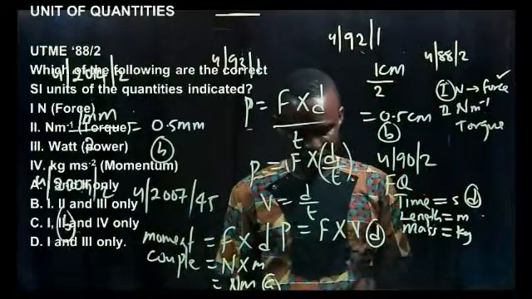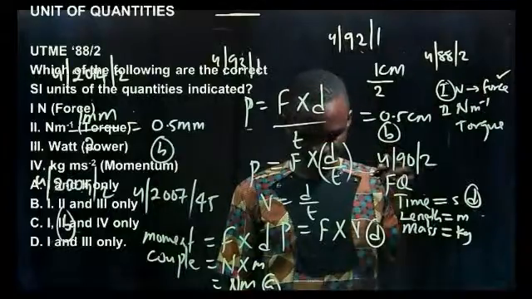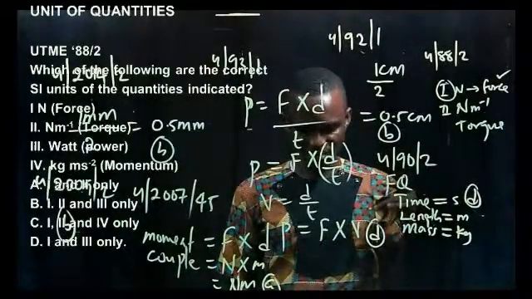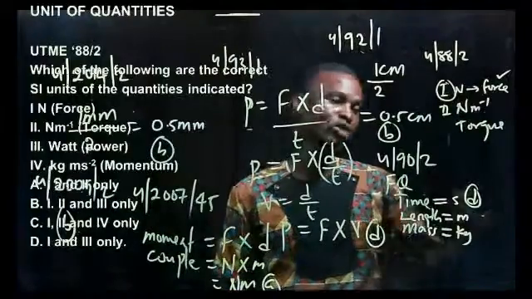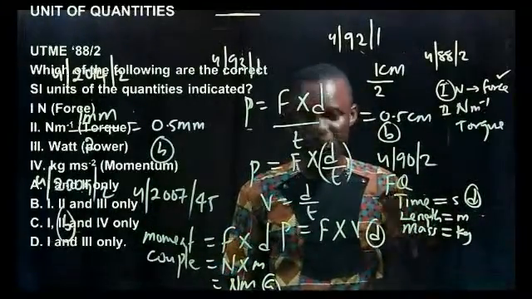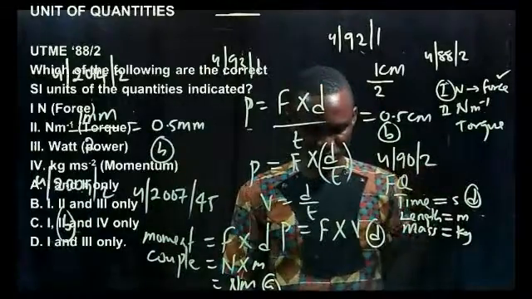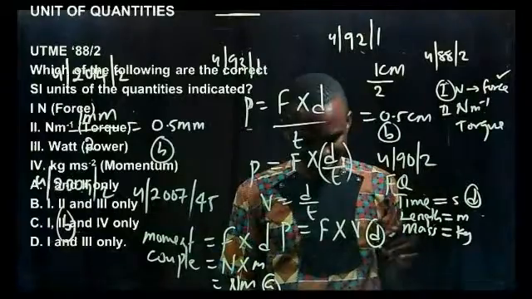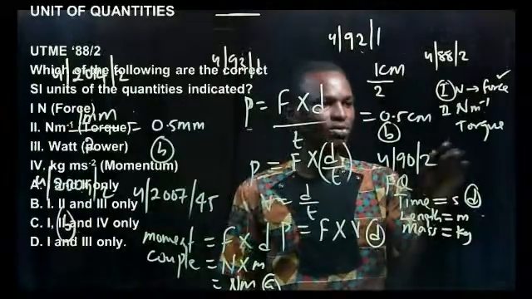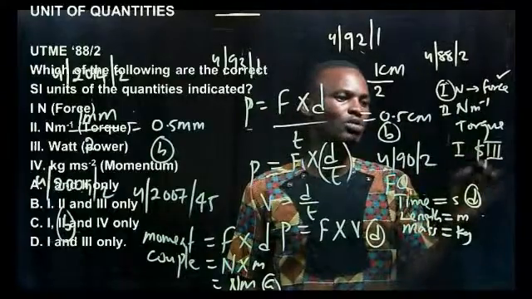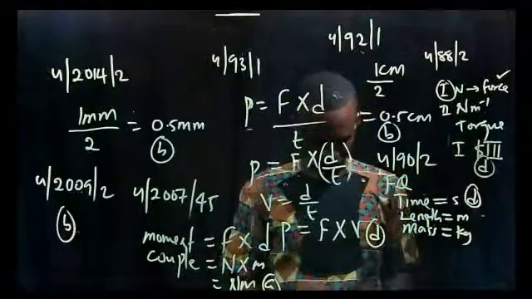Then we have watt, unit for power. That's correct. Then we have kilogram meter per second square. They wrote momentum in front of it. You can see the question on the screen. That, of course, is wrong. The correct unit for momentum is kilogram meters per second. So the correct answer is option D, which is Roman figure 1 and Roman figure 3. Option D is correct for that one.